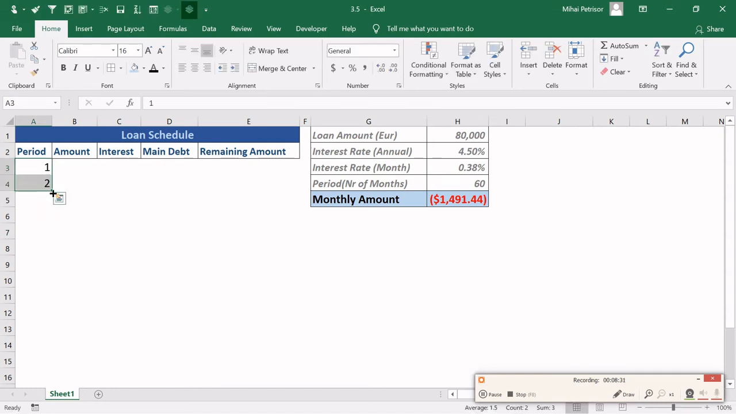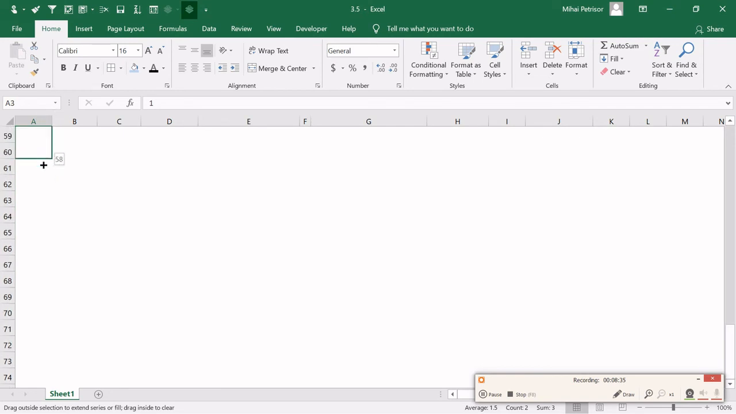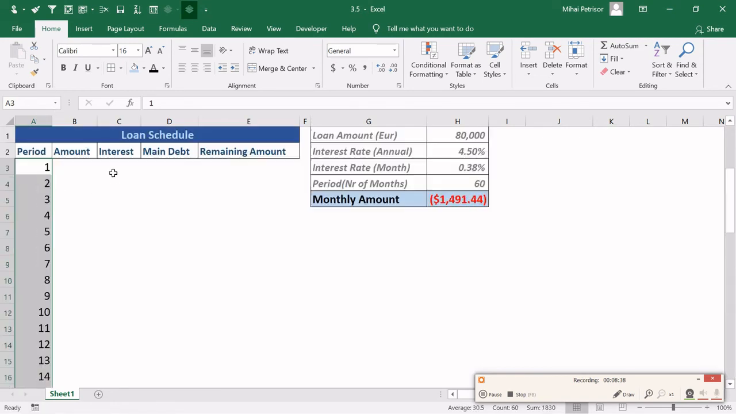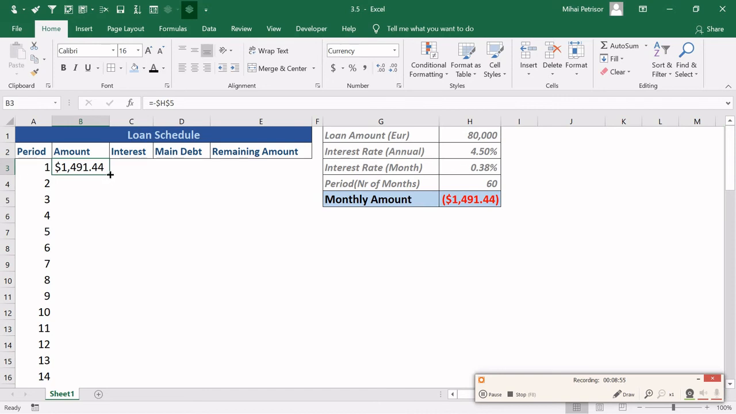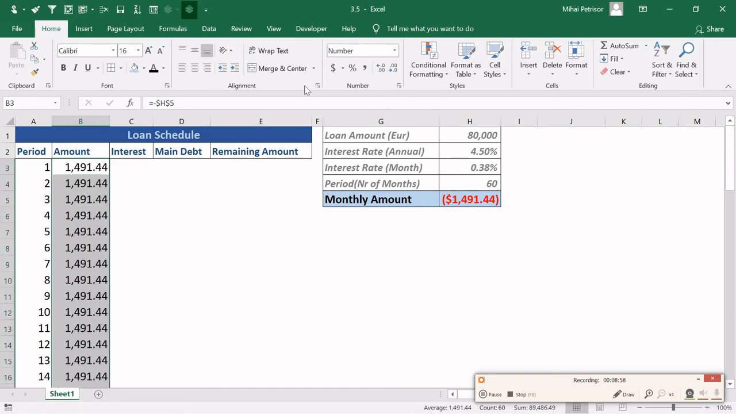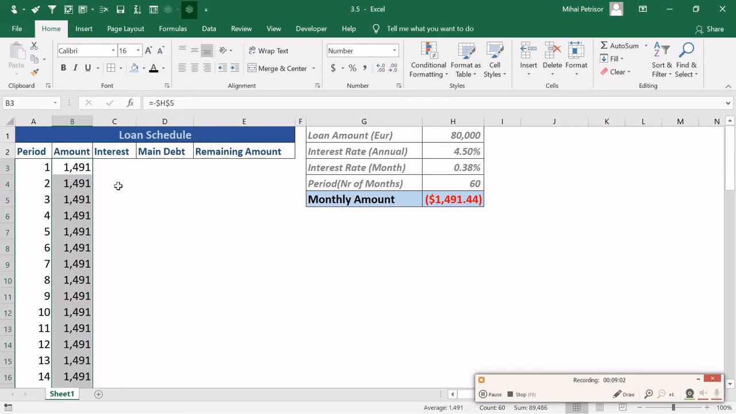Now let's put the information here as we talked. We have 1, 2, up to 60 periods. We have the amount, which will always be equal to H3, and I will put a minus and freeze the cell. I will copy it down because it's always the same amount, and format it as a number to be easier to read. Now we will find the interest. Interest will be calculated by the loan value multiplied by the monthly interest rate.